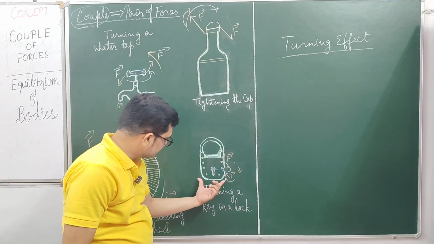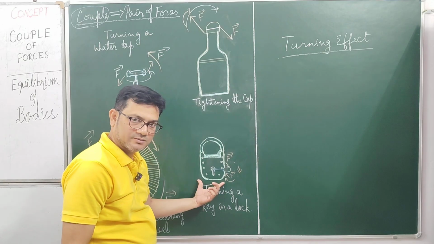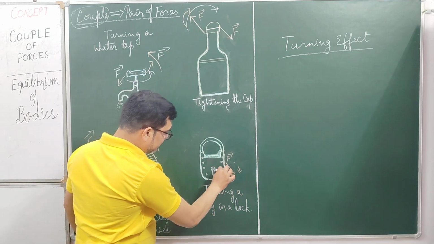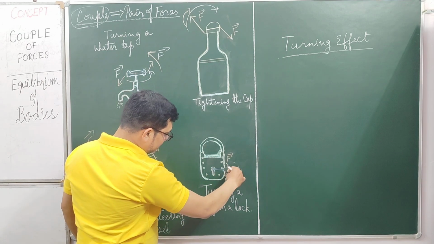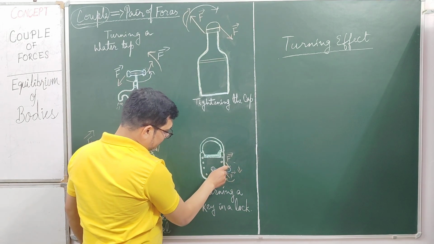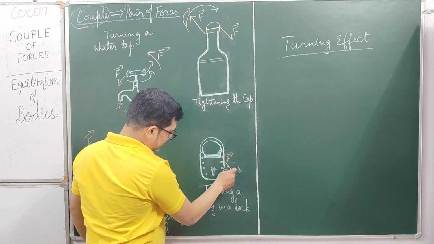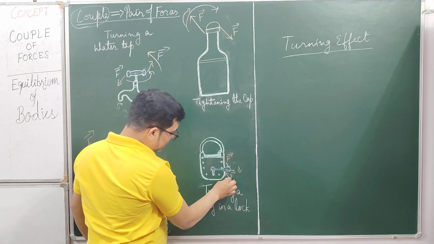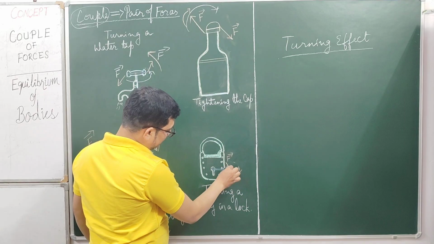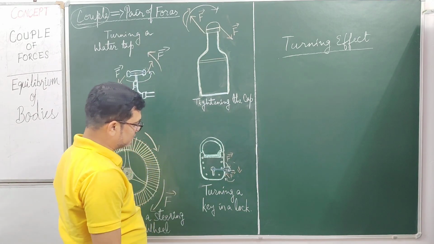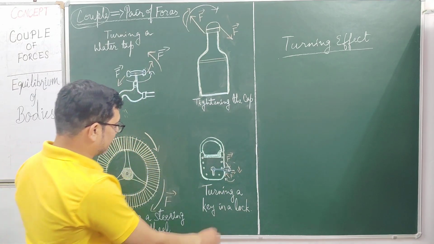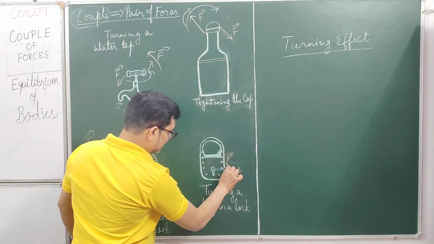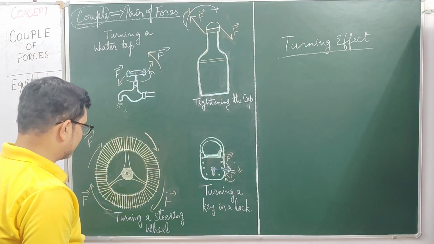If you look at the lock and key mechanism, the same thing is happening. You insert the key in the lock, and when you turn it round, the pivot lies on this axis, and you apply forces in opposite directions. Two forces of equal magnitude, but there is a distance between their points of application, and then you get the lock opened.